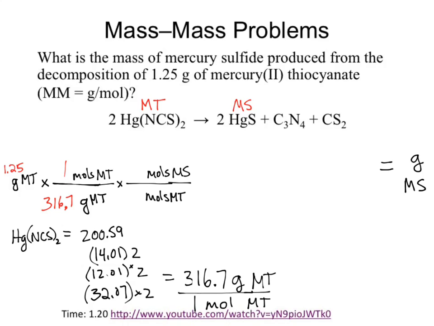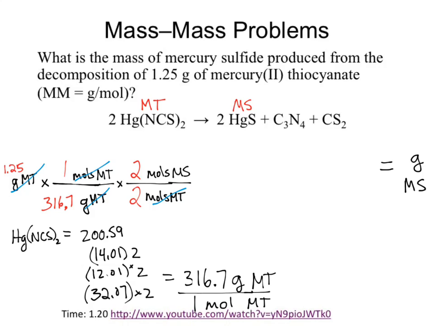What number shows up in front of MS? 2. So what number shows up in front of our moles of MS? What number shows up in front of our MT? And in front of our moles of MT? 2. Okay. What happens to our units? Grams of MT cancel. Forgot about that. Moles of MT cancel. And we now have moles of MS. Awesome. We're now into units of MS.